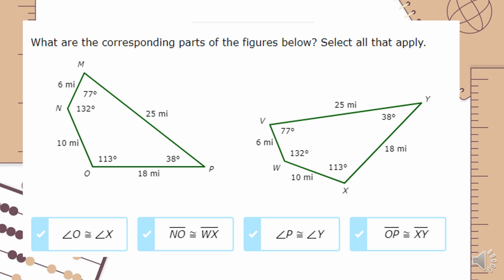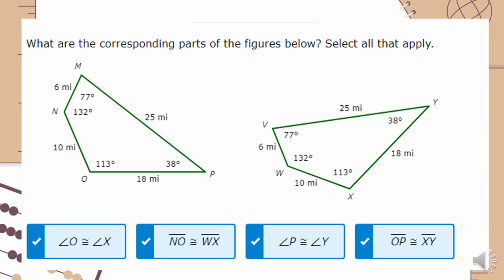Now angle P and angle Y. Angle P is 38 degrees and angle Y is also 38 degrees. Now think about the last option: line segment OP is congruent to line segment XY. OP is given to us, and that is 18 miles, and the same is the case with X and Y, so they are also congruent. So what do you think? Can all four options be correct? Yes, we can choose all options. All four options given to us are correct and applied here.